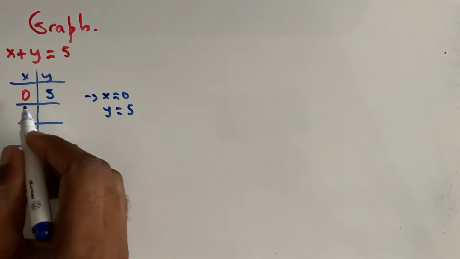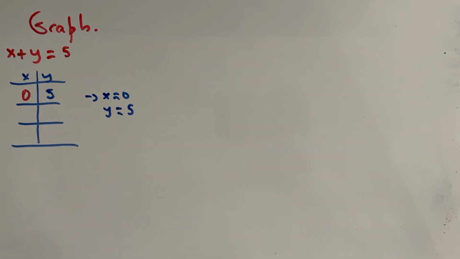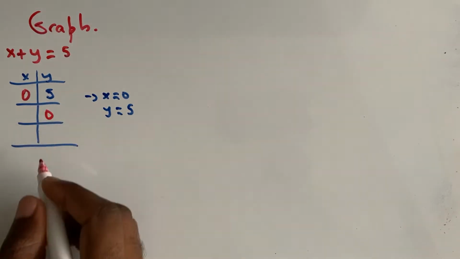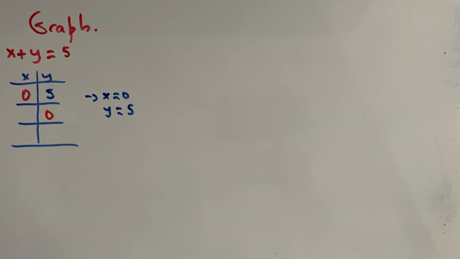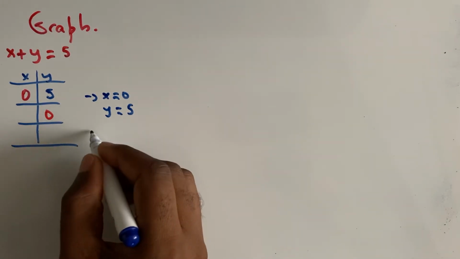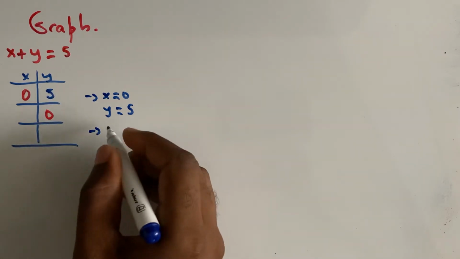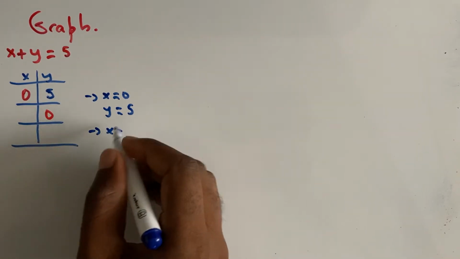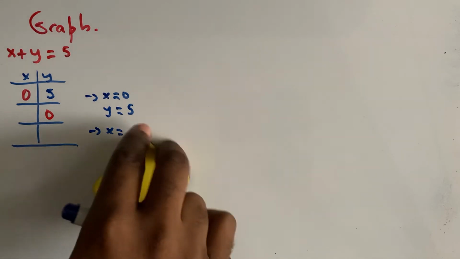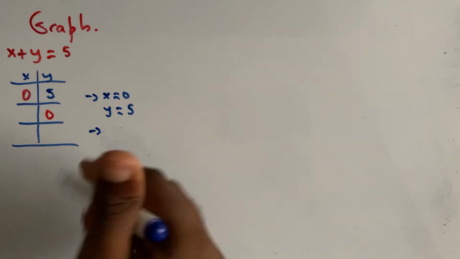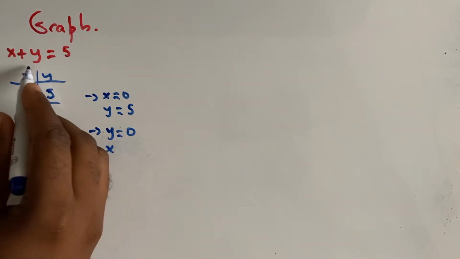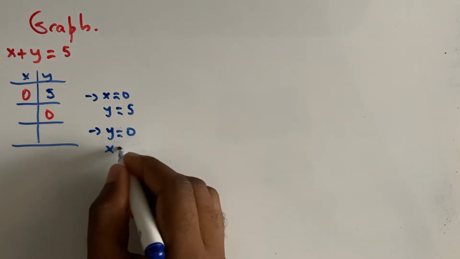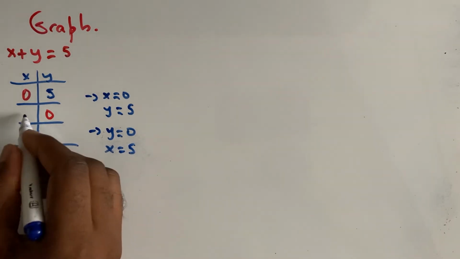Now, for the second one, you can choose y now and let y be 0. You could pick other values, but I'm picking 0. If you pick 0, then for the second point you'll have y equals 0. If y is 0, x will be 5. Then you know x is 5.